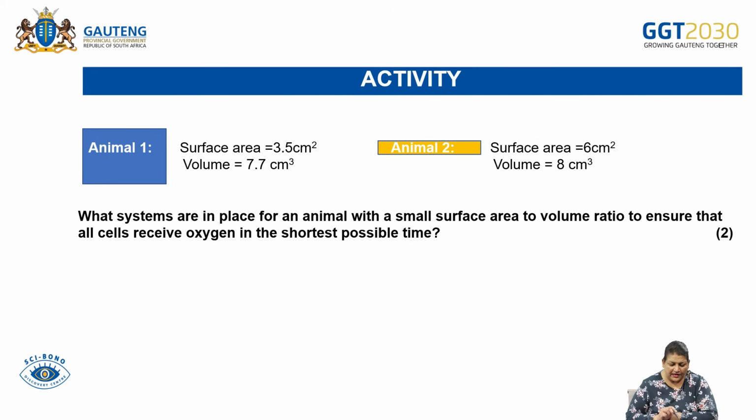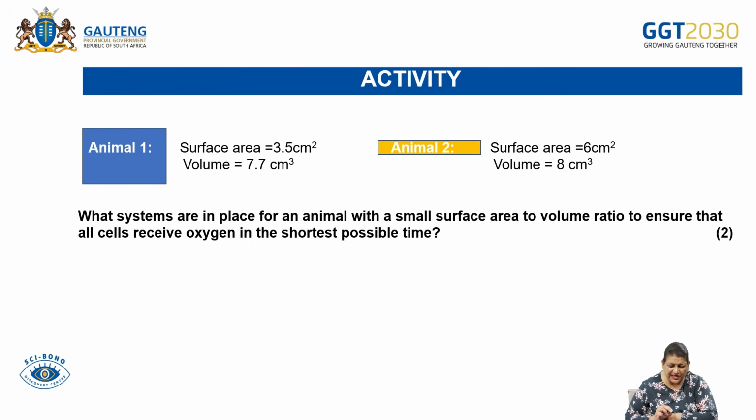Now, let's look at the same question again. What systems are in place for an animal with a small surface area to volume ratio to ensure that all cells receive oxygen in the shortest possible time? Now, learners, let us analyze this question.